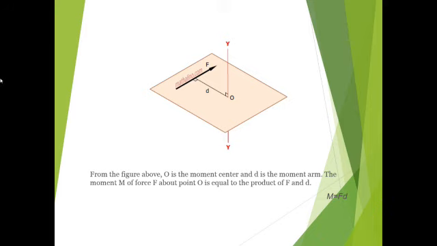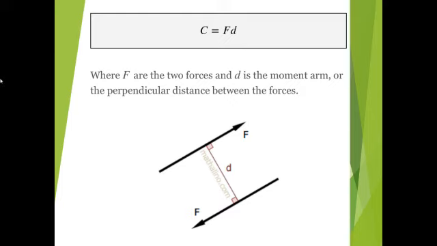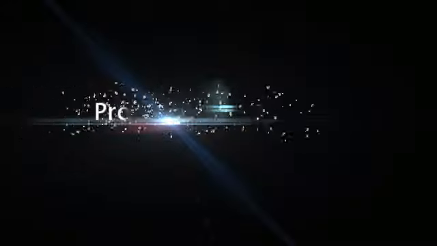So couples. Couples is a system of force whose magnitude of the resultant is zero and yet has a moment sum. Geometrically, a couple is composed of two equal forces that are parallel to each other and acting in opposite directions. The magnitude of the couple is given by C equals FD, where F is one of the two forces and D is the moment arm or perpendicular distance between the forces.